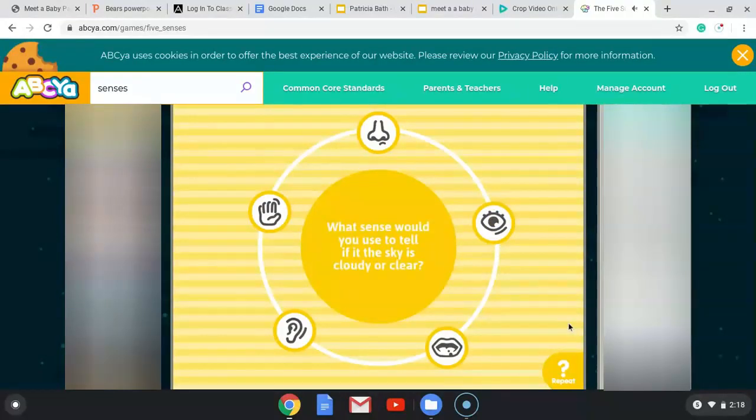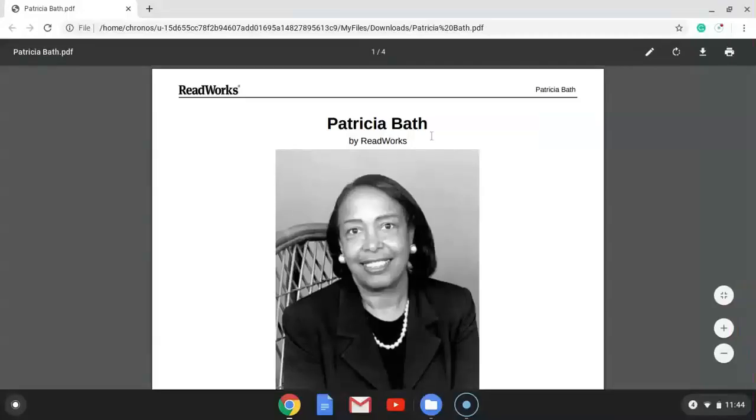Awesome! What sense would you use to tell if the sky is cloudy or clear? Awesome! What sense would you use to tell if the garbage is stinky? You will use this body part. It begins with this sound. You will use your nose, and that would be your sense of smell. Awesome! Patricia Bath.